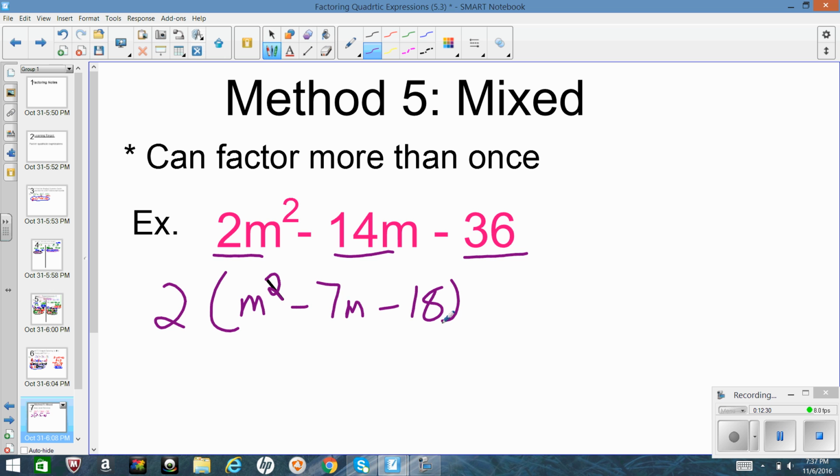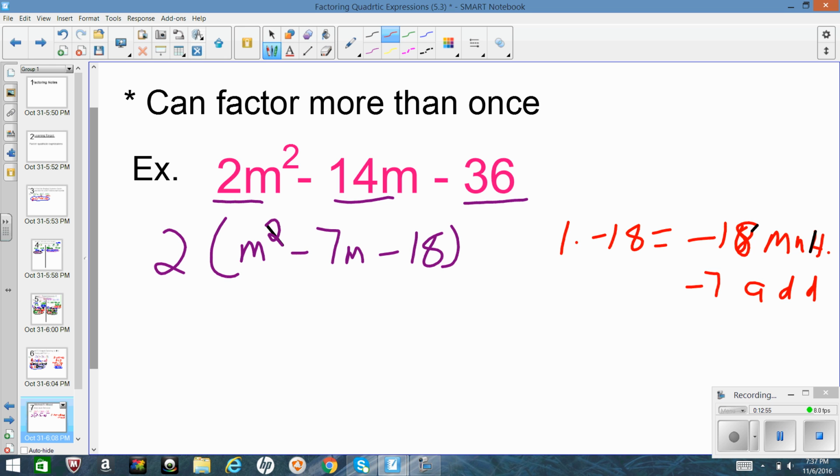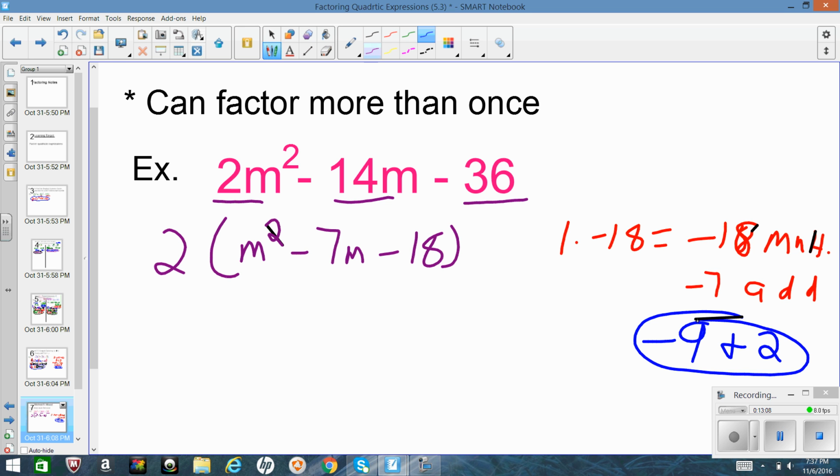So now, I took out a greatest common factor, and now I'm basically at method 3. So I'm going to multiply my first and last terms. 1 times negative 18 gives me negative 18. That's what I need to multiply to, and negative 7 is what I need to add to. So what multiplies to negative 18 but adds to negative 7? That would be a negative 9 and a positive 2. Negative 9 plus 2 is negative 7. Negative 9 times 2 is negative 18. So those are my magic numbers.